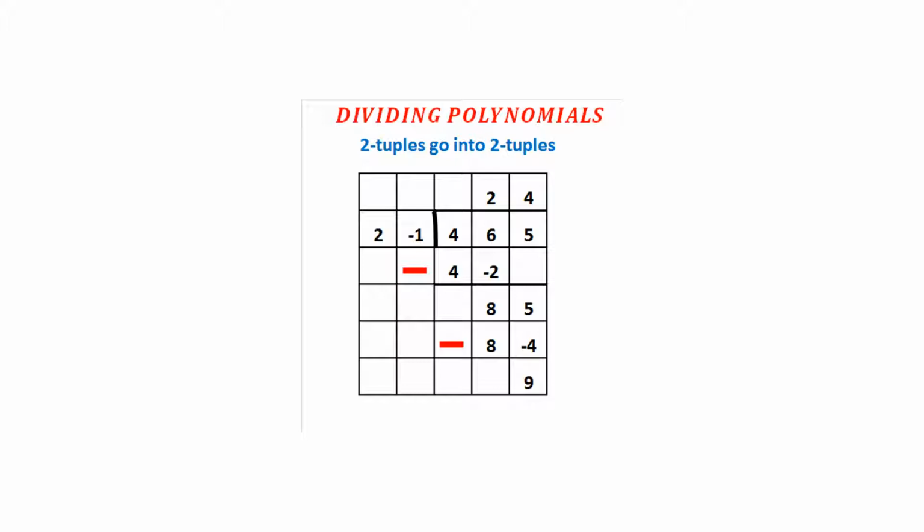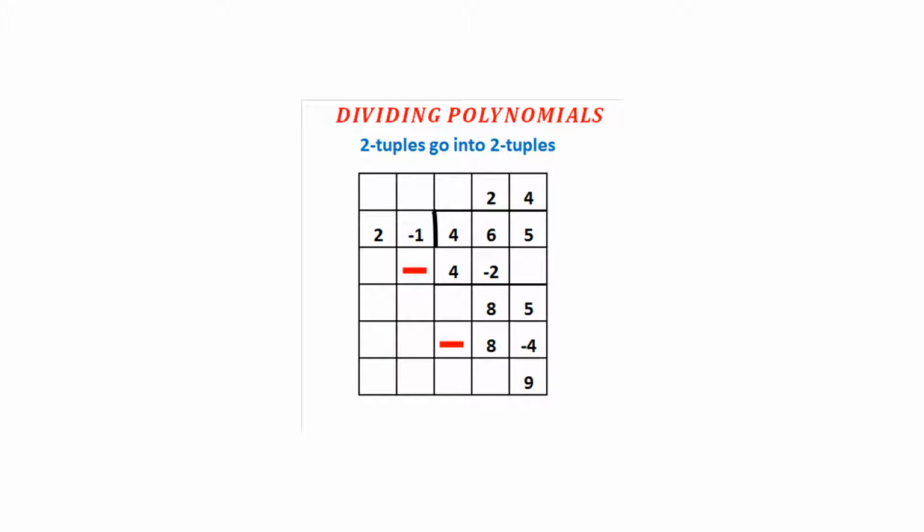So 2 goes into 4 2 times. Okay, so now 2 times 2 is 4, and 2 times a negative 1 is negative 2. We subtract. The 4's go away. That's what we wanted. And then we have 6 minus a minus 2. That's 6 plus 2 is 8. We bring down the 5.